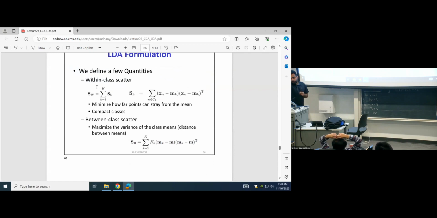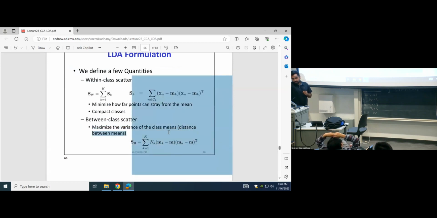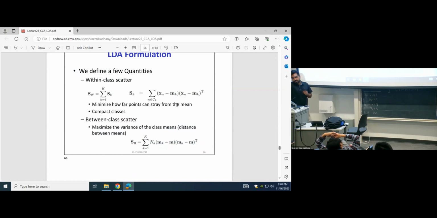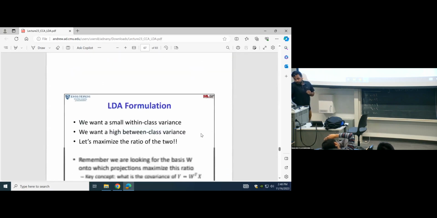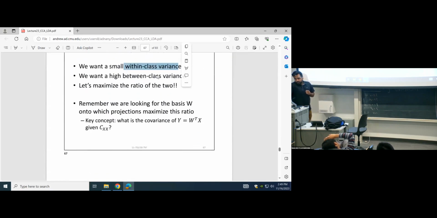So we have this metric: within-class scatter and between-class scatter. Within is obviously within the distribution. Between is from opposites. So you want to minimize how far points stay away from the mean, and you want to maximize the variance of the class means. Okay, so I said it wrong. We want to maximize the distance between means and minimize the distance the points have from each other. So small within-class variance and high between-class variance, and we maximize the ratio of the two.